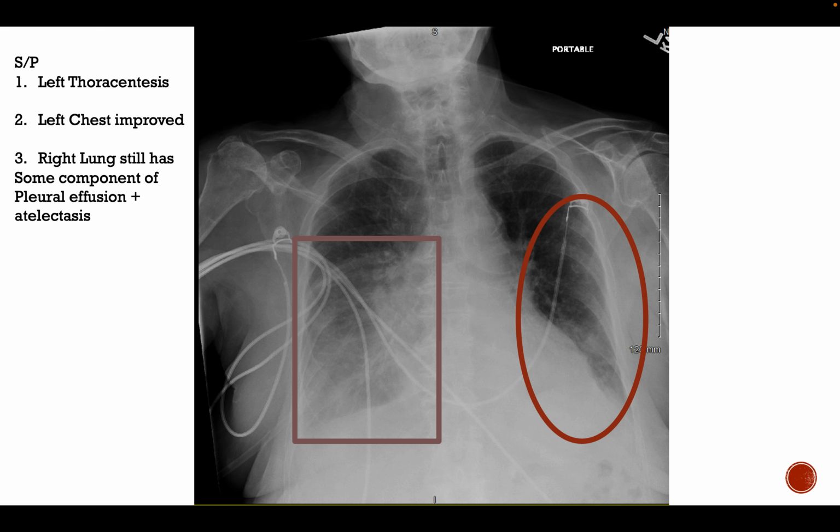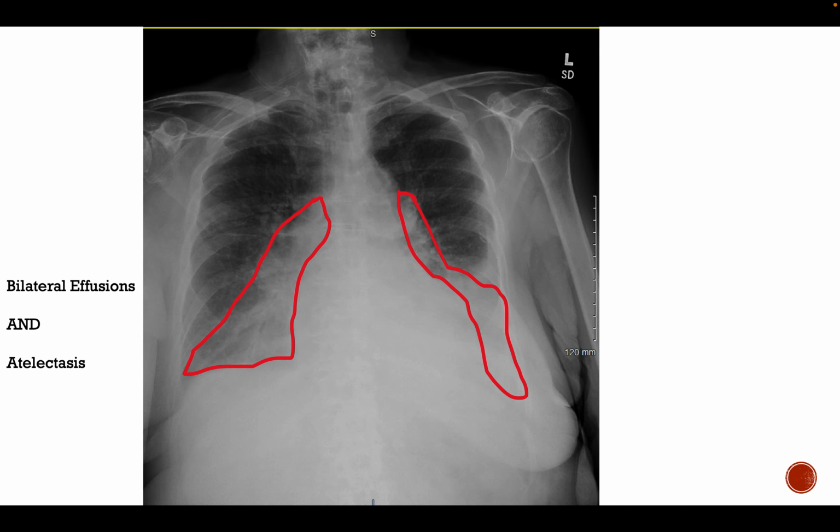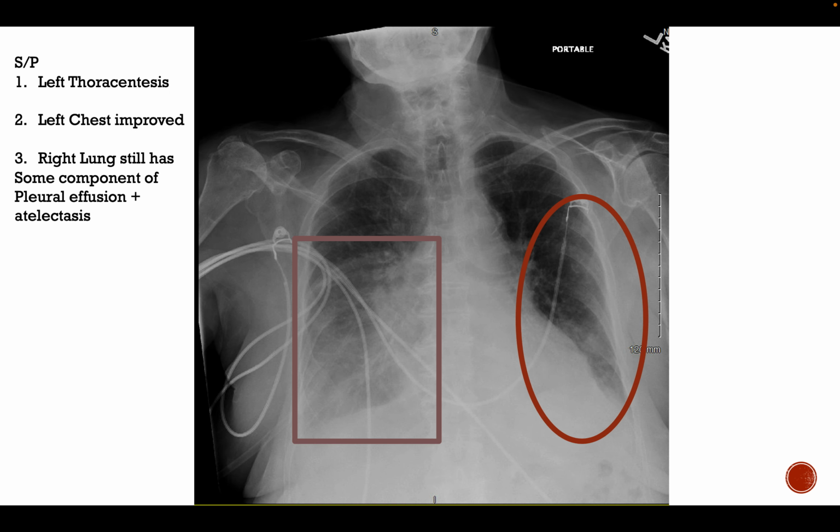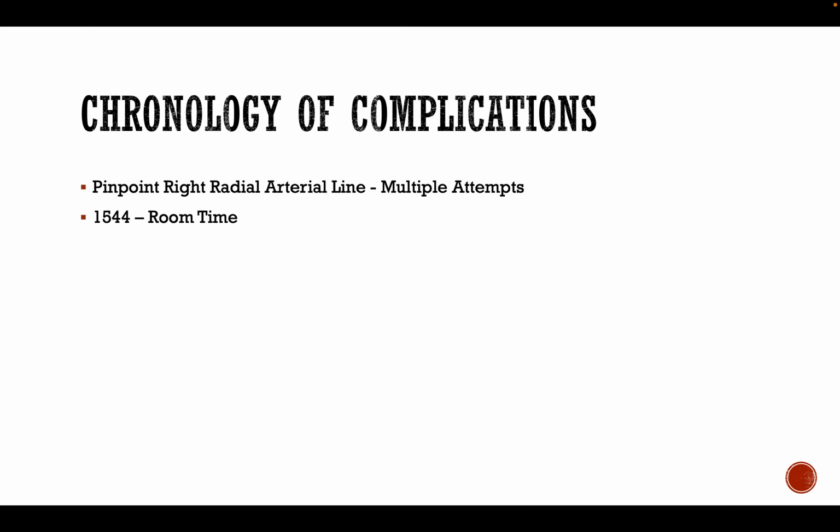This is the chest x-ray 1 day prior to the procedure. On the right side of the screen, in the left lung field, you can see that this is improved from before, as they had a moderate pleural effusion that needed to be drained. However, on the left side of the screen, which is the right chest, you can still see some component of pleural effusion, pulmonary edema, and atelectasis present, likely from exacerbation of her heart failure.